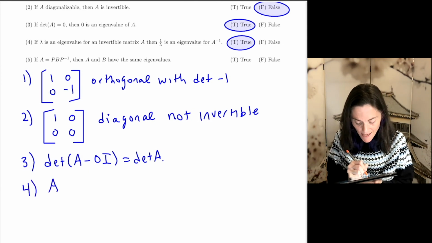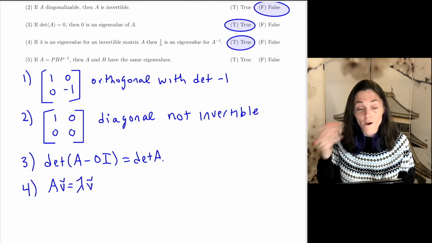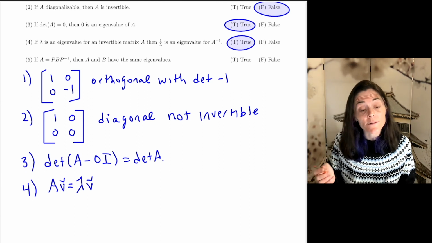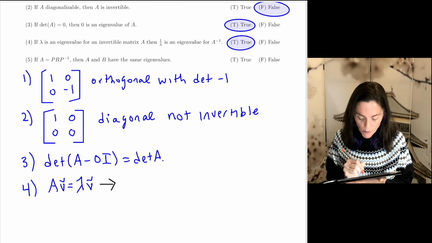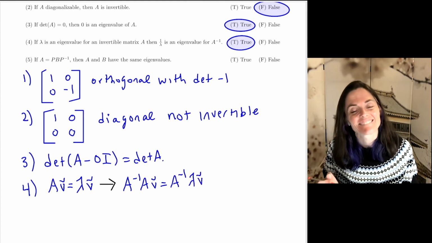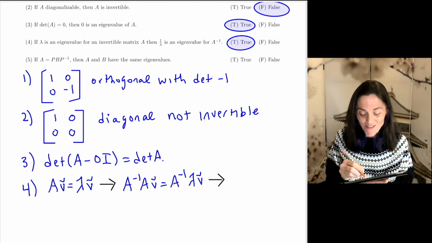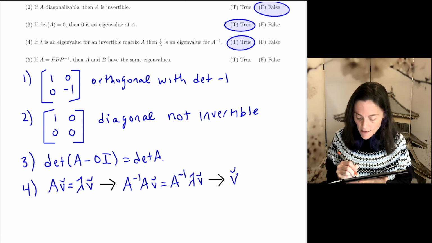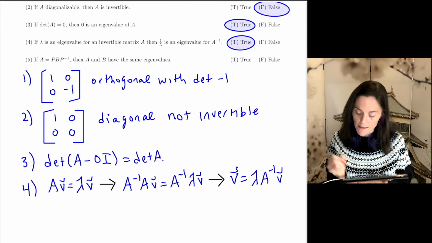So let's suppose AV equals lambda V. What we can do to get that 1 over lambda is an eigenvalue for A inverse, let's just multiply both sides of this equation by A inverse. So we have A inverse A V equals A inverse lambda V. Now, the left-hand side is just V. It's the identity times V, which is V. And the right-hand side, you see lambda is a constant, so I can factor it out in front. We get lambda A inverse V.